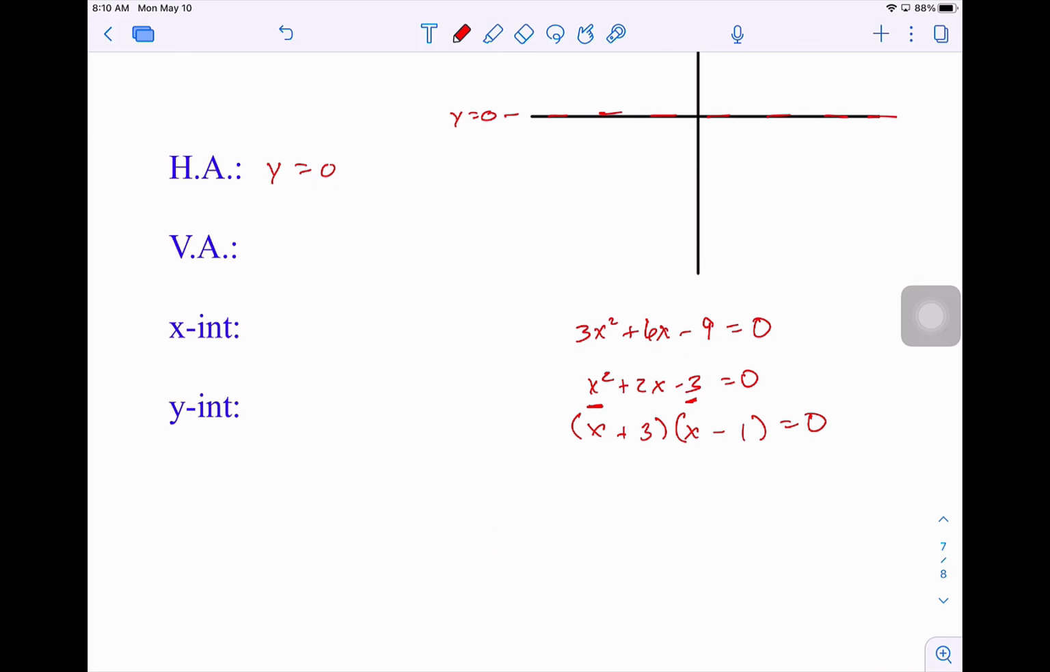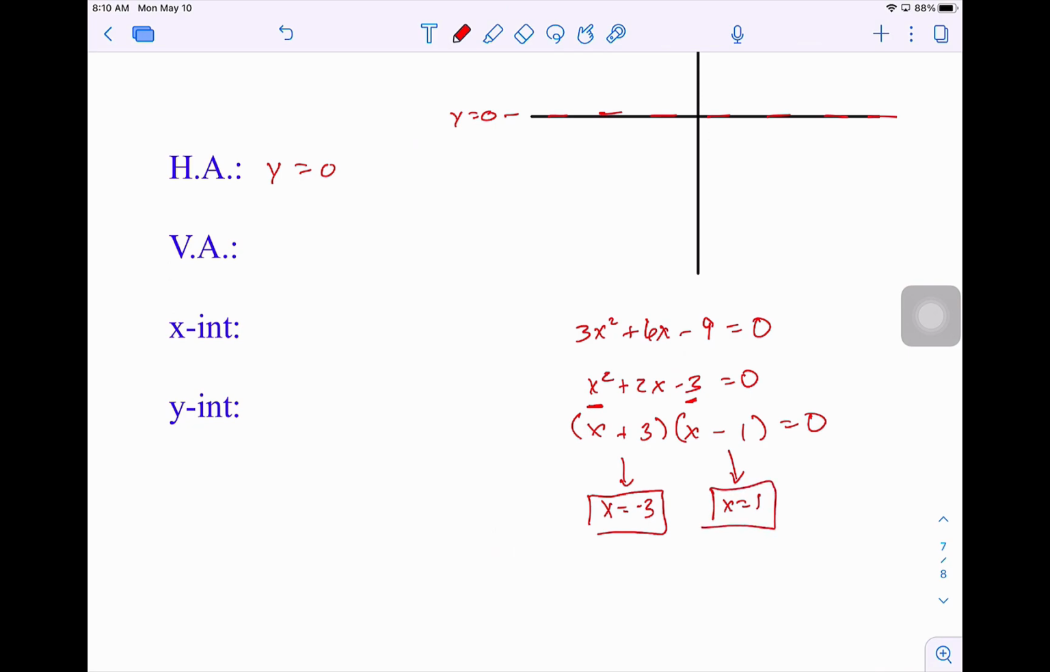Last step then is, once you have factored, you're going back to the zero product property, meaning now we've got to solve. If either one of those factors equals 0, the whole thing will, which means this would be x equal to negative 3. And this one, you would have x equal to 1.